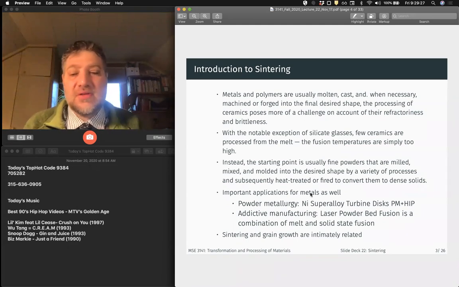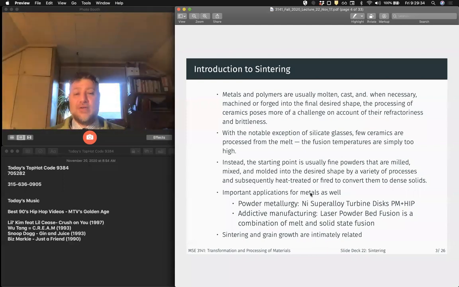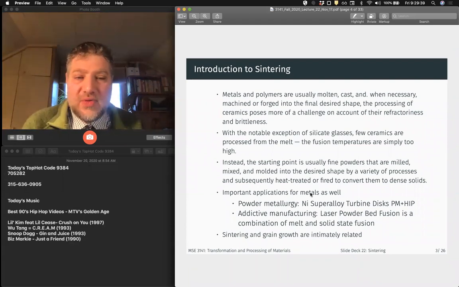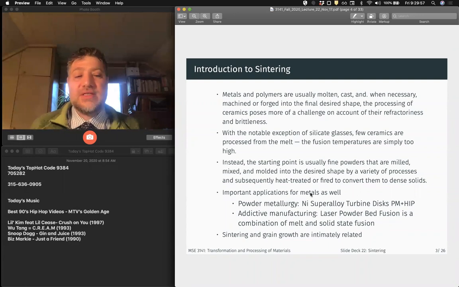So that means we need to deal with ceramics, we need a completely different processing route, right? So instead, things are sintered. So we start with fine powders that are milled and then mixed and molded into a desired shape, right? Pressed into a green body is the term for that preform. And then they're heat treated or fired to convert them to dense solids, okay?